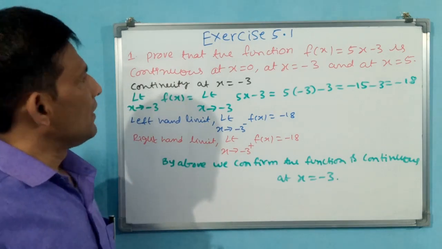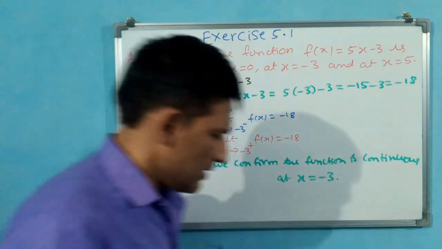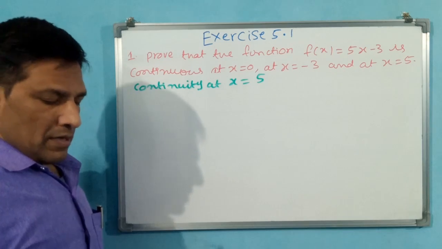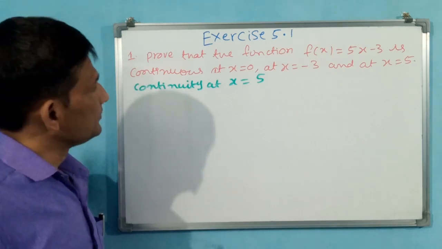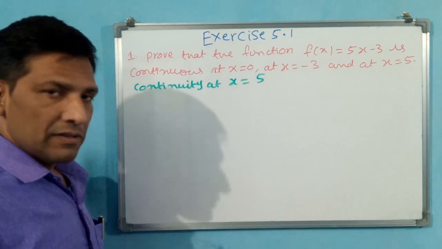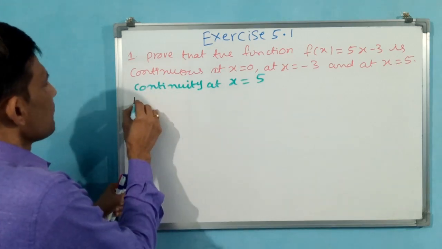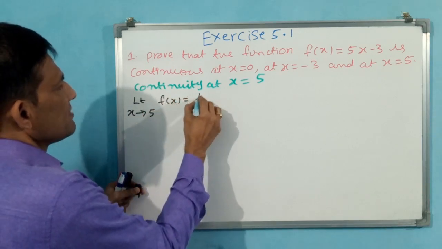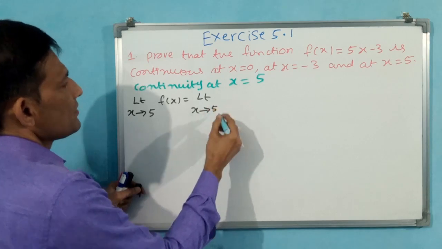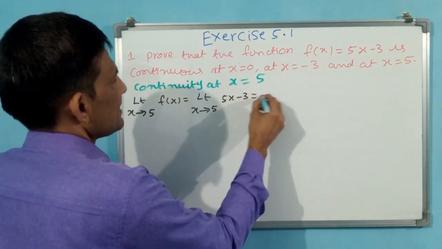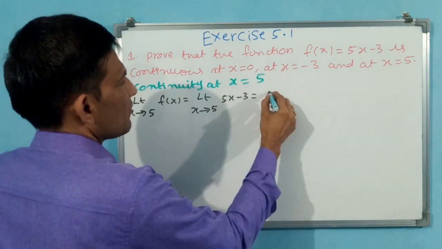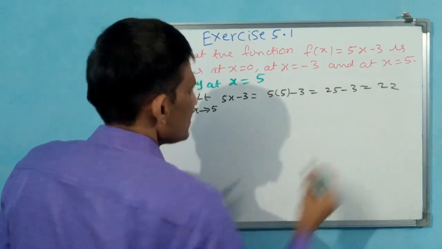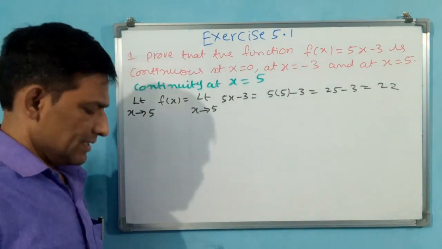Okay. Let us proceed for x is equal to 5. Same thing. Continuity at x is equal to 5. See what I am writing. You apply limit at x is equal to 5. Limit x tends to 5 f of x is equal to limit x tends to 5 of x minus 3, that is equal to, you apply limit now, 5 into 5 minus 3, that is equal to 25 minus 3, that is equal to 22. Is it okay? Definitely okay.